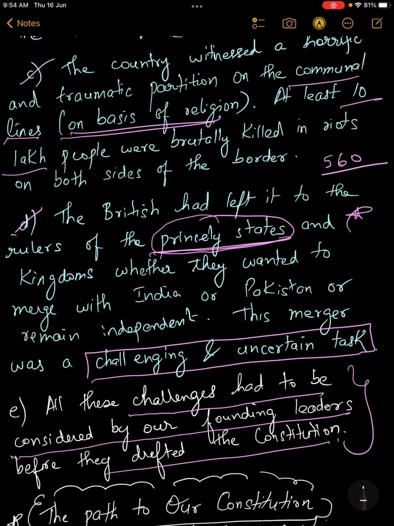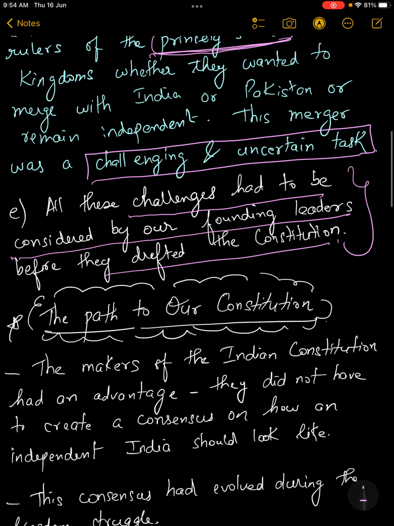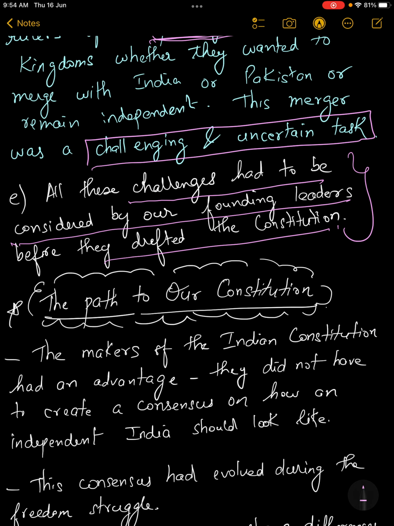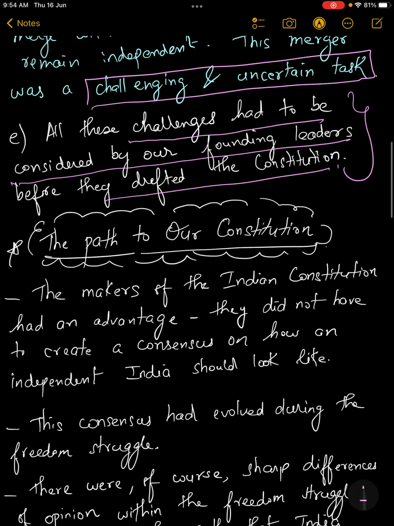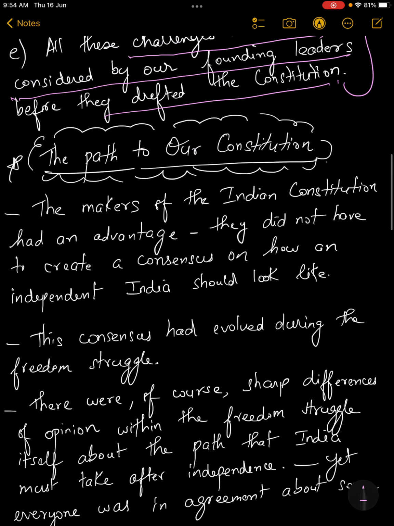These are very serious issues that had to be considered before the constitution of India could be drafted, right? So I have discussed the challenges. I hope they're easy to understand, right? Now let us move to the path of the constitution itself. Like, how did we go about creating our constitution? What was the idea behind it, and what was the journey per se? So this journey is also very important, right?